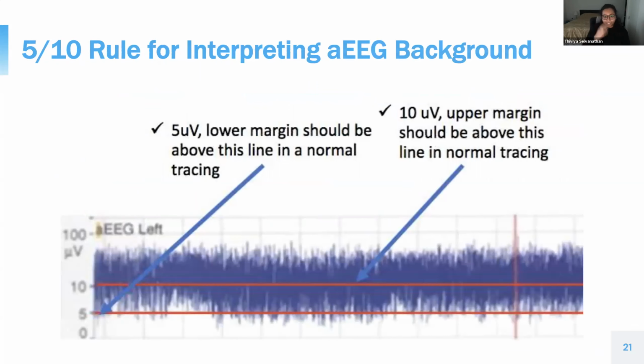So when we look at the background, there's a key rule for us to remember, and this is the 5-10 rule. And this corresponds to the numbers that we should think of for the lower margin and the upper margin. When we say lower margin, it corresponds to the lower end of this thick bar. And that lower margin should be above 5 microvolts. When we say upper margin, what we mean is the upper end of this thick tracing, and that line should be above 10 microvolts.